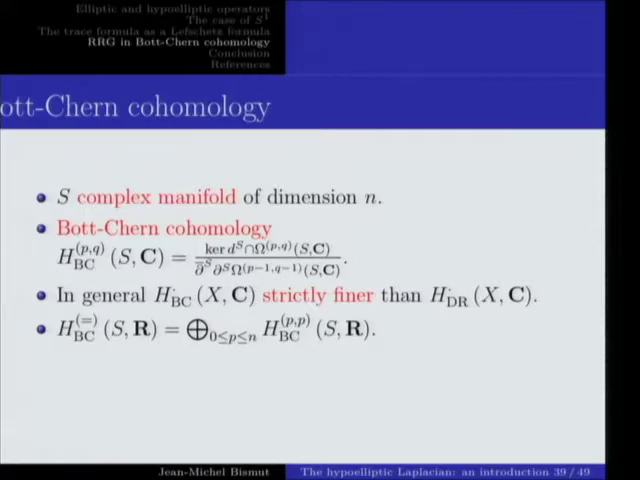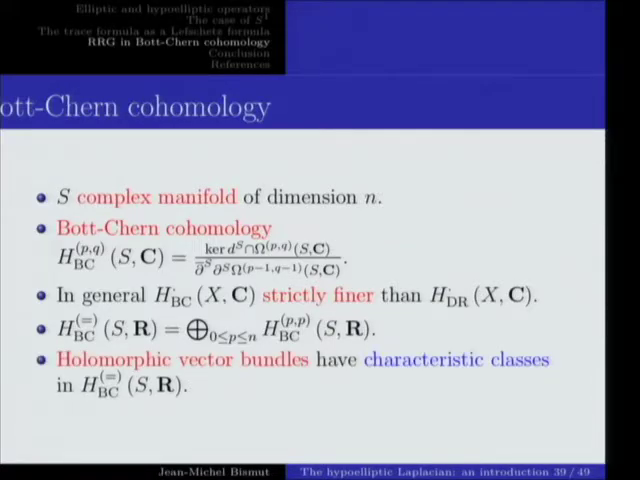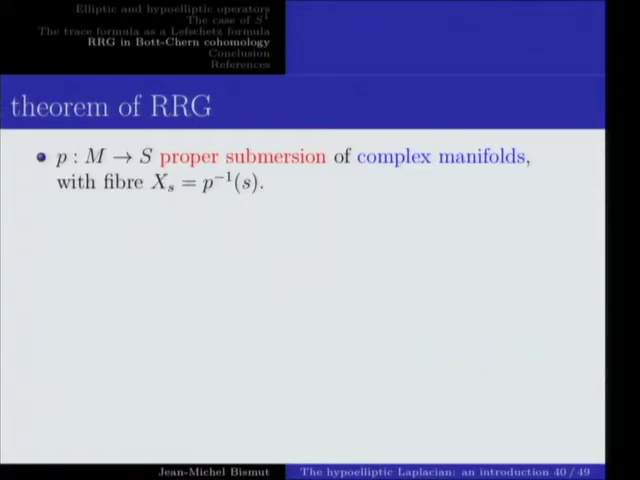So let me introduce the even part of Bott-Chern cohomology as a direct sum of the H^{p,p} of the complex manifold. So holomorphic vector bundles have characteristic classes in the Bott-Chern cohomology. This is because when picking a metric on a vector bundle, its characteristic forms are sums of (p,p) forms. And the theory of Bott and Chern says that the class in the Bott-Chern cohomology is independent of the metric.